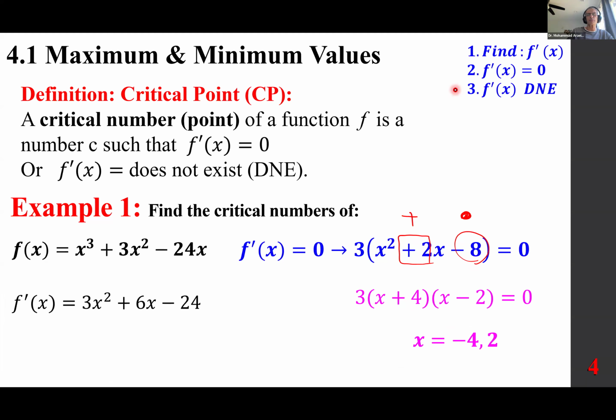The third step, f prime of x does not exist. When we look at f prime of x, because it's a polynomial of degree 2 and it exists everywhere, meaning the domain is all real numbers, this doesn't produce any solutions. So we have two critical points, x equals -4, x equals 2. If by any chance they want them in the form of a pair, you have to put them back, -4 evaluated, 2 evaluated, and you get the two pairs accordingly.